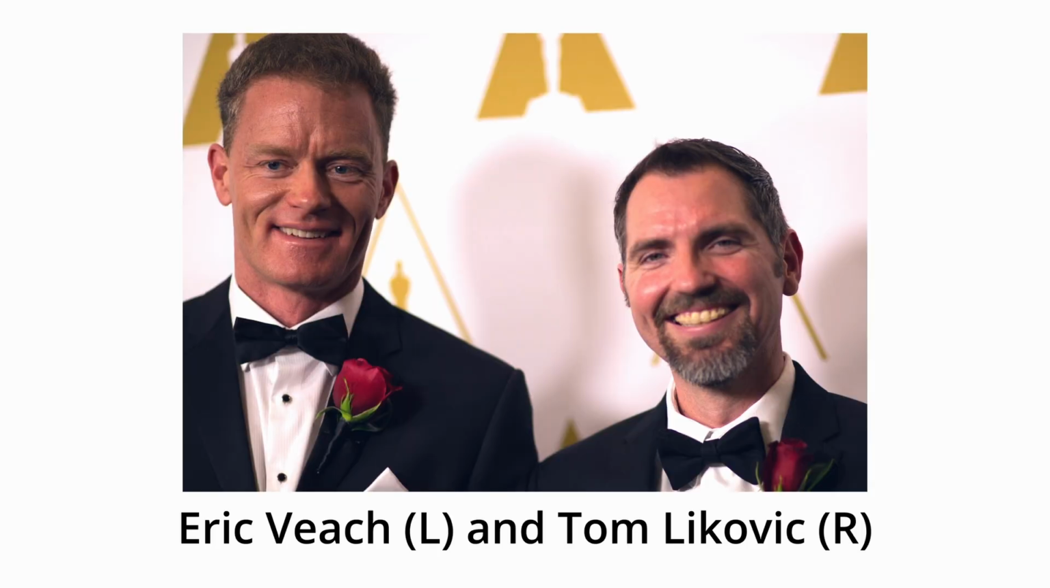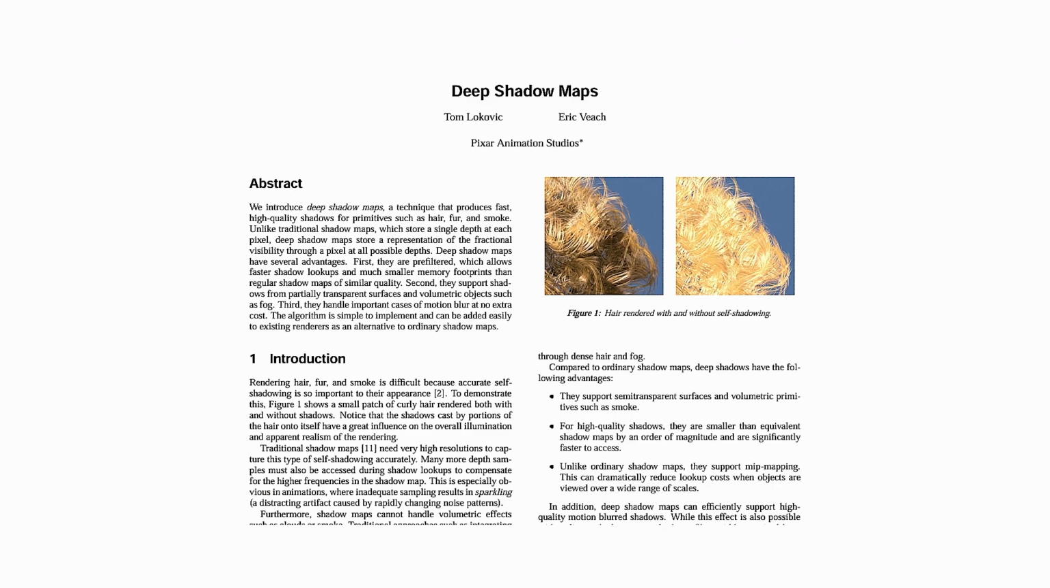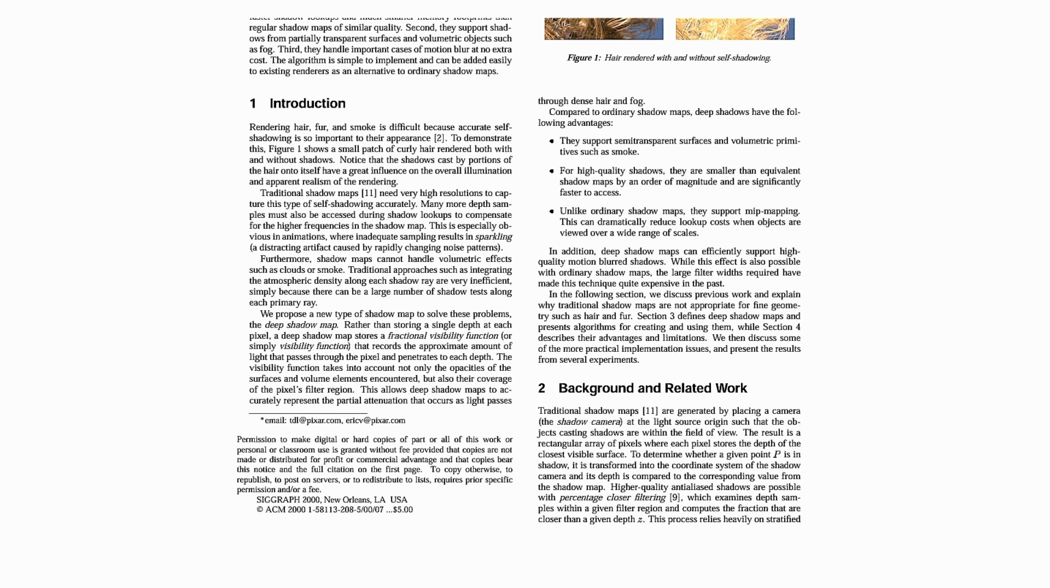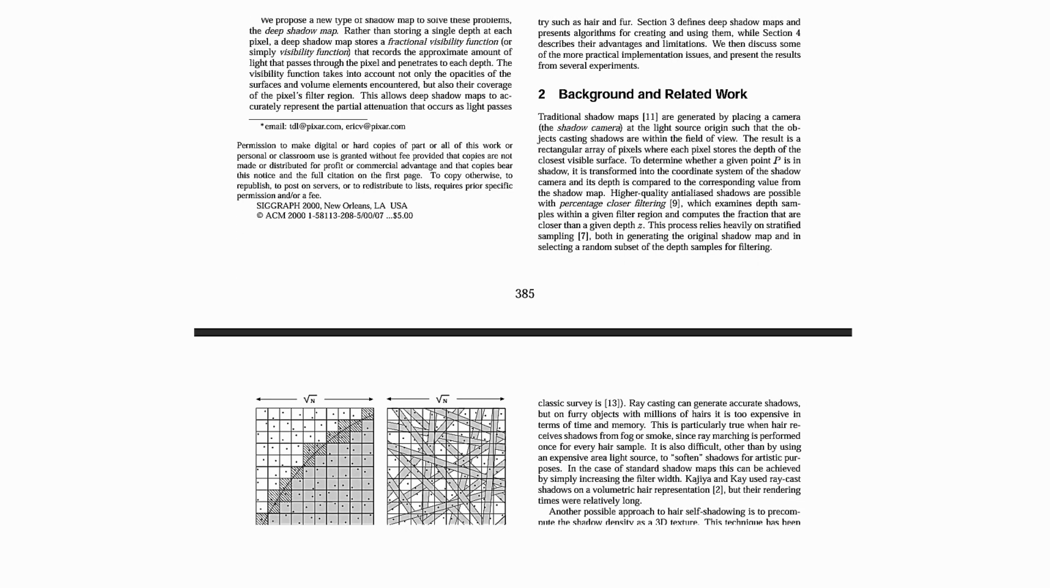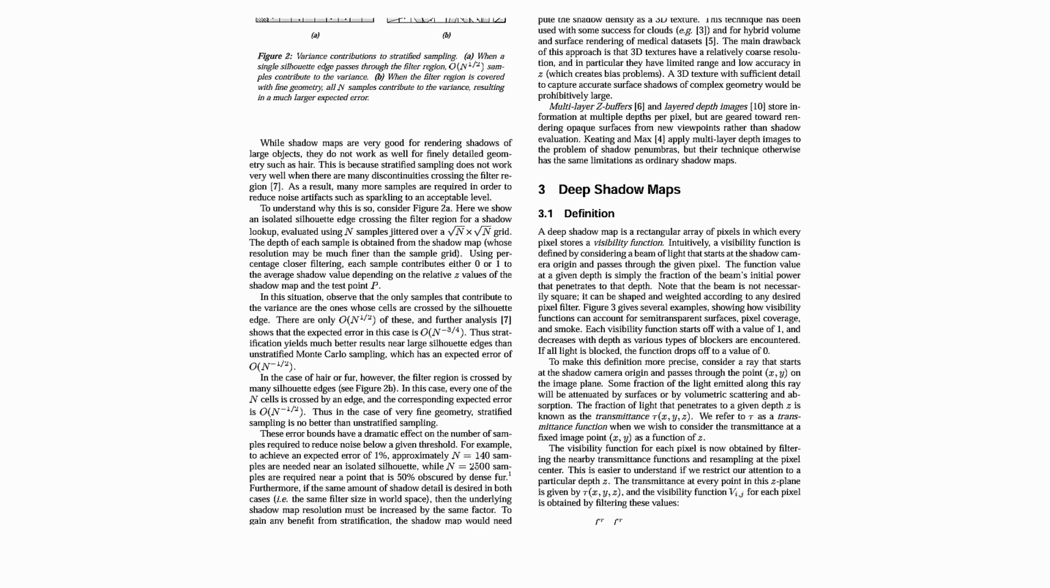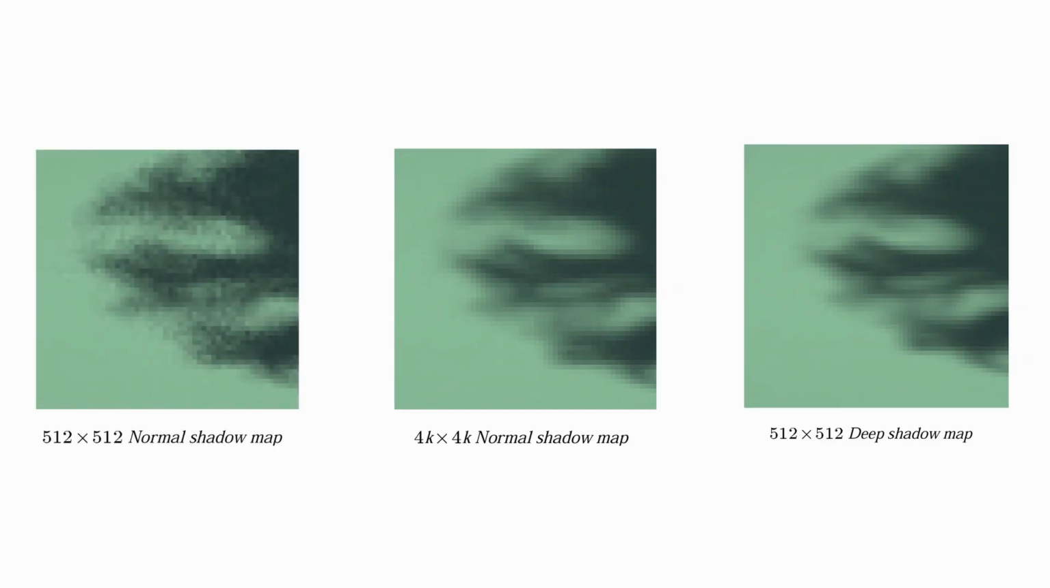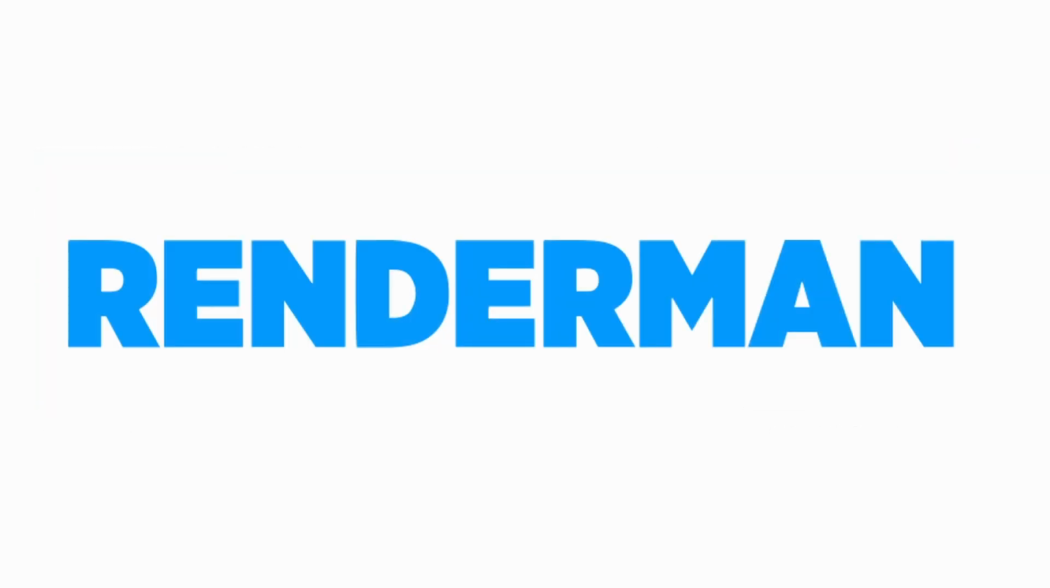So Pixar's Tom Lokovic and Eric Veach, in their 2000 SIGGRAPH paper, introduced deep shadow maps, which was a game changer that stored multiple depth samples per pixel. This allowed compositors to realistically interact with semi-transparent objects, delivering stunning shadows without eating up many resources. They implemented this in RenderMan, which is their rendering software, using the dtex format.